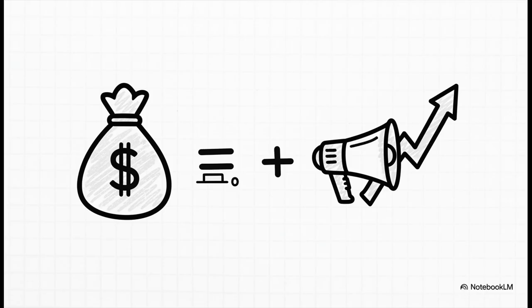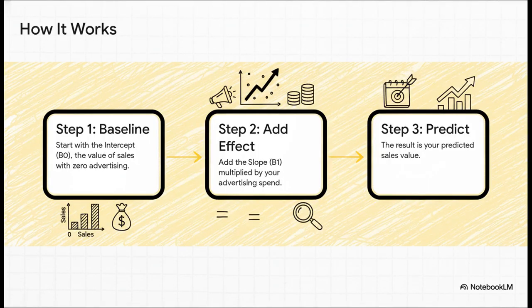We're not using abstract Y's and X's here. We're making it real. All this says is that we can predict our sales by starting with some baseline number and then adding in the specific effect of our advertising. That's it. Let's break that down. Step 1. You start with the intercept. That's just your baseline. You can think of it as what your sales would be if you spent $0 on ads. Step 2. You add the slope.